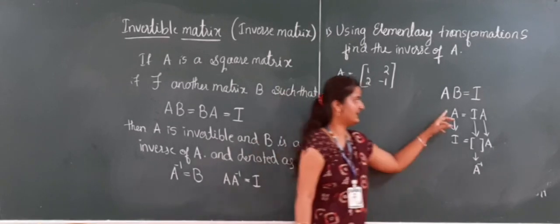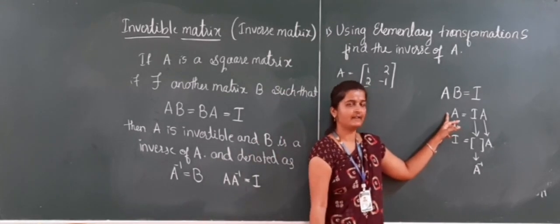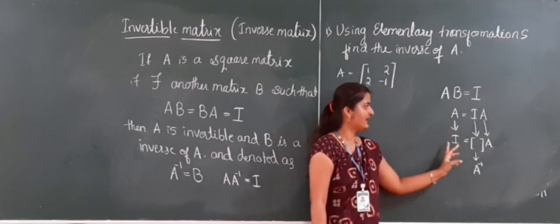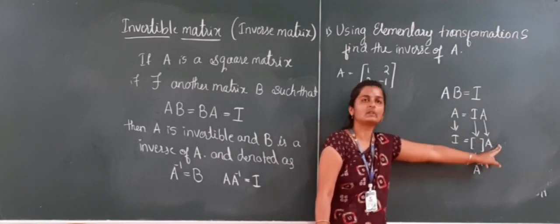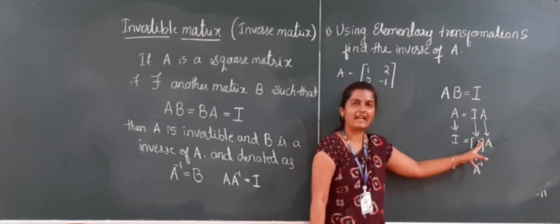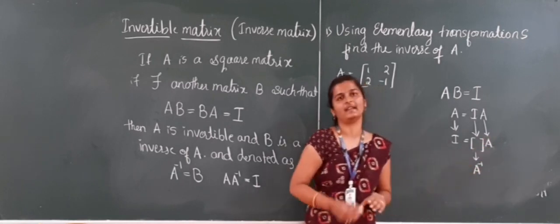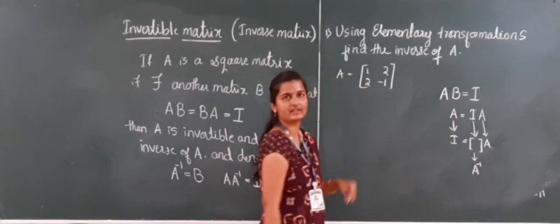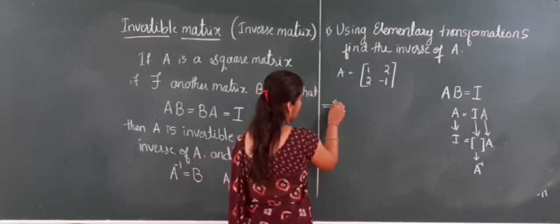Okay. First I will take A is equal to IA. After applying elementary operations, I will convert the matrix as I equal to some matrix into A. Then this multiplied matrix is always A inverse of A. Using this method only we will find out the inverse of this matrix. So can I solve the solution?